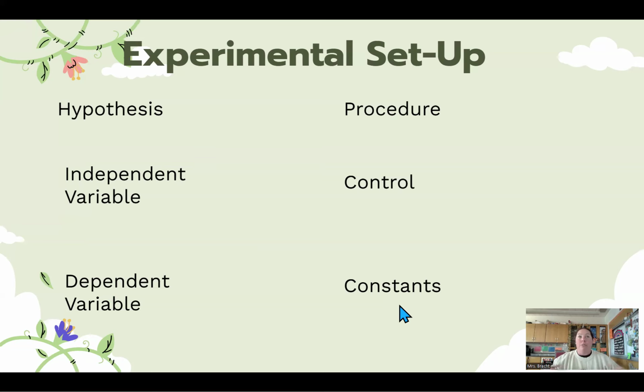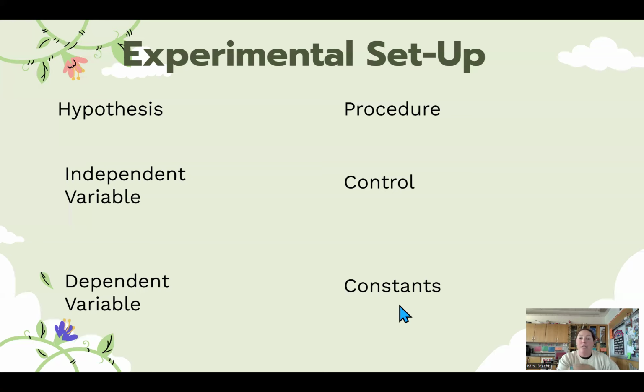So the independent variable is something that you're changing in your experiment. It's going to create your experimental groups. The dependent variable is the data that you're collecting. It's responding to the changes that you've made. So the dependent variable depends on what you do.